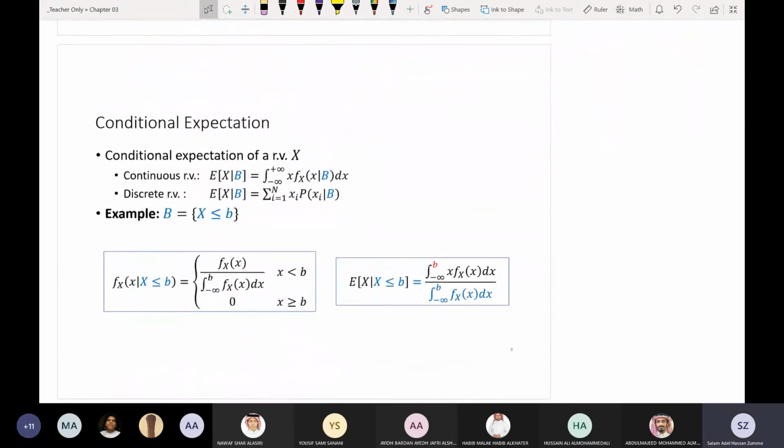Okay. Now, what about if I'm interested in conditional expectation? If I have a specific condition B, then for a continuous random variable, the expected value of X given the event B is nothing but the integral of x. However, the PDF now is different. It's the conditional PDF of X given B. And we know how to calculate this from before, chapter 2.